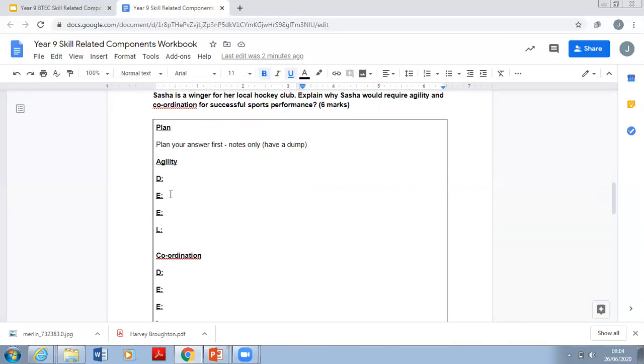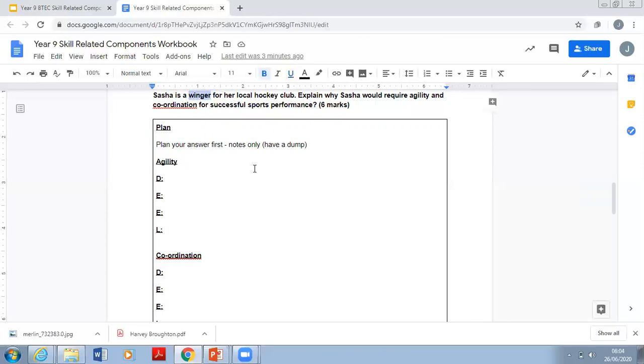Provide a clear example, but this example has to fit Sasha. It has to fit that she plays hockey, and we mean hockey with a ball, not with a puck. And really important that you understand that, gents. They don't put ice hockey otherwise. This is hockey with a ball and a stick, okay? And she's a winger, and that's really important.